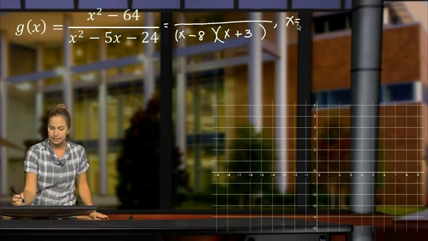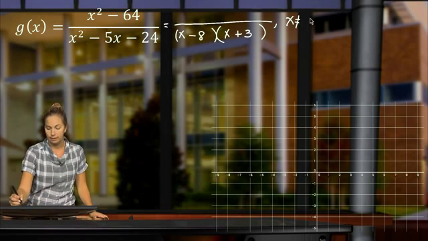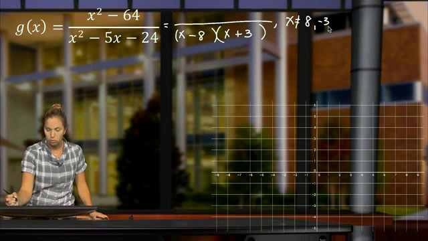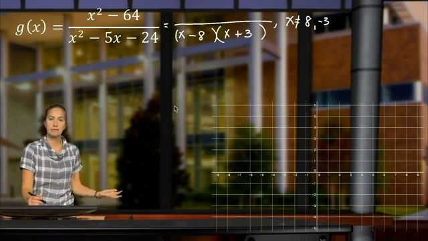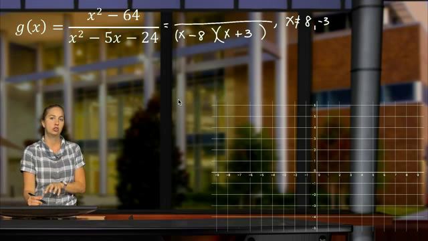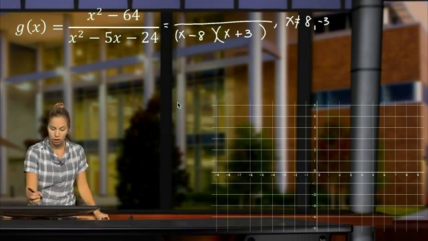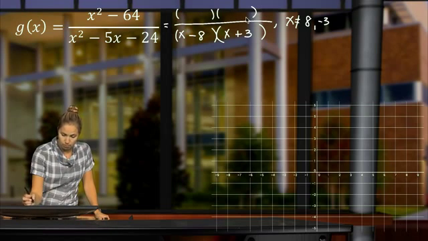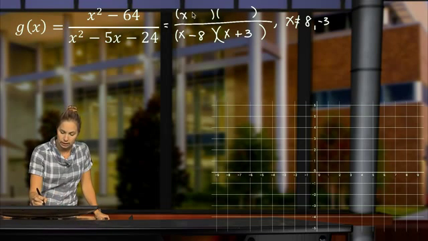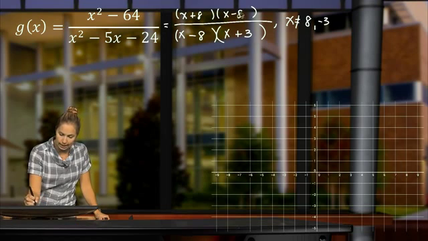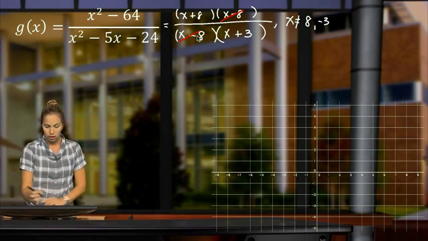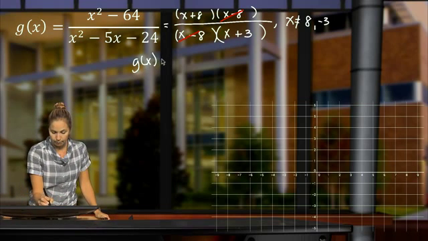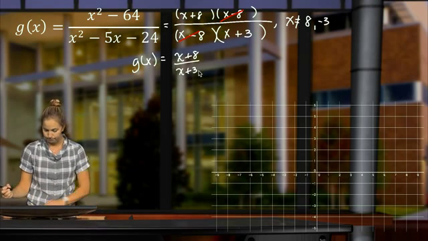So right away, I can see that my restrictions are at 8 and -3. X cannot equal 8, x cannot equal -3. But I also know that before I find my vertical asymptotes, I need to simplify this function. So I want to go ahead and factor the numerator at the same time. My numerator is a difference of 2 squares, so that's x plus 8 times x minus 8. And there's that like factor of x minus 8 that we saw. So our function g of x can be simplified as x plus 8 divided by x plus 3.